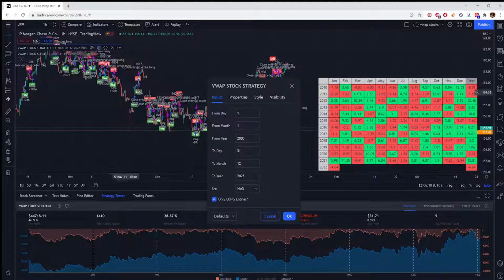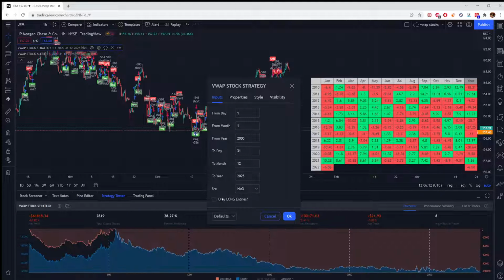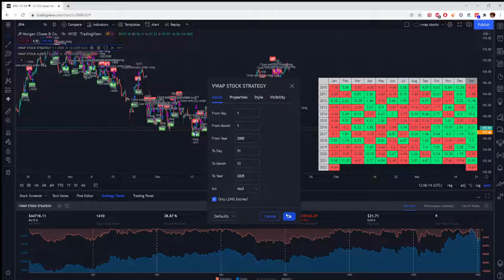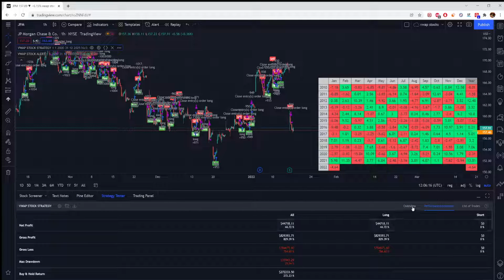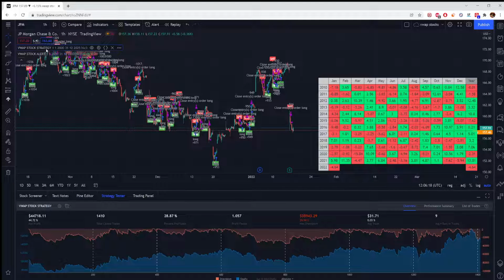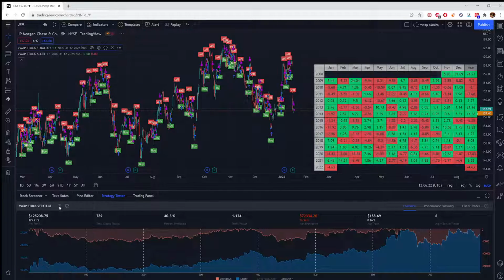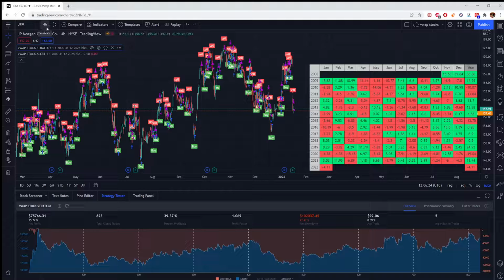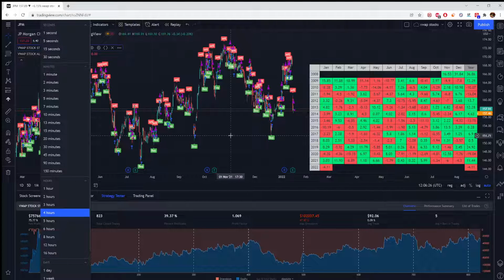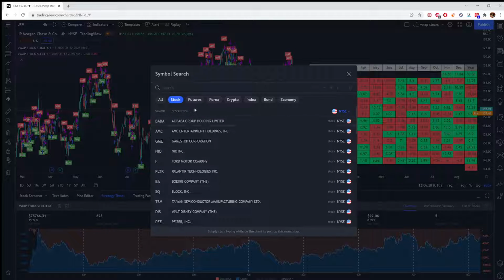So let's take a look. Let's go only long, for example, instead of short and long. In this case, it will be only long. In this case, it would be one of the stocks that doesn't work. But I believe if we increase the time frame, for example to 4 hours, we can get better results. But with JP Morgan, it doesn't work so greatly.